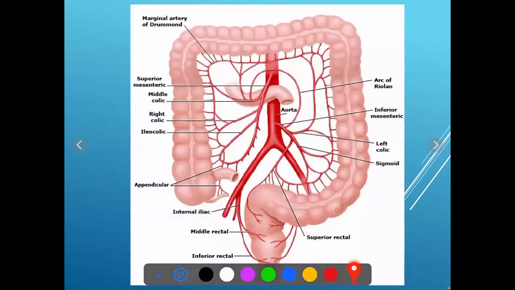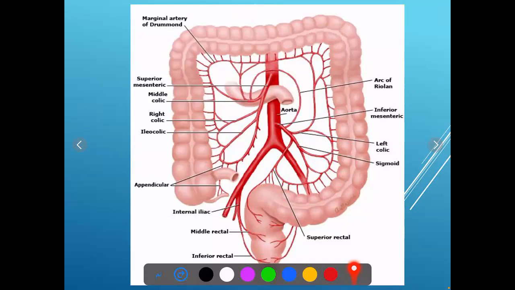This image shows us the superior and inferior mesenteric arteries and their branches. The superior mesenteric artery first gives the middle colic artery, which supplies the transverse colon, and then the right colic artery, which supplies the ascending colon. And the ileocolic artery supplies the appendix, the cecum, and the beginning of the ascending colon. The inferior mesenteric artery on the left side gives first the left colic artery, which supplies the descending colon, then sigmoid arteries that supply the sigmoid, and lastly, the superior rectal artery which supplies the upper rectum.